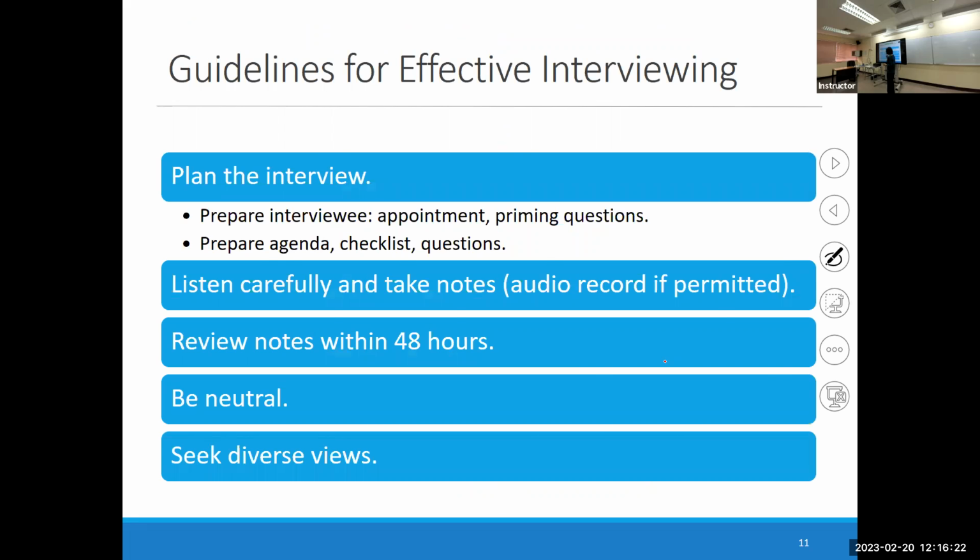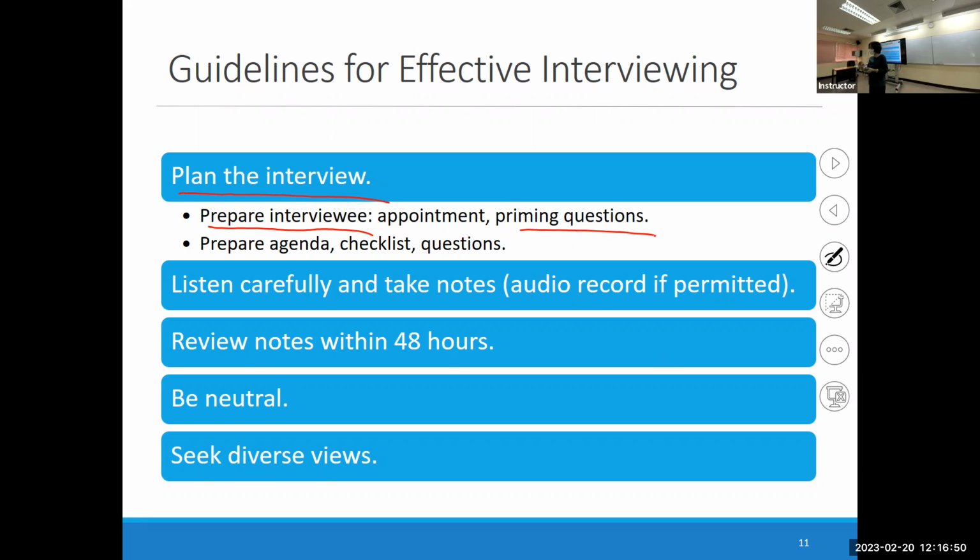As I already mentioned, doing an interview is not just asking them to come at a time. Be prepared. It has to be a prepared session. Plan the interview. Prepare the interviewee, tell them, make them an appointment, give them some preliminary questions.